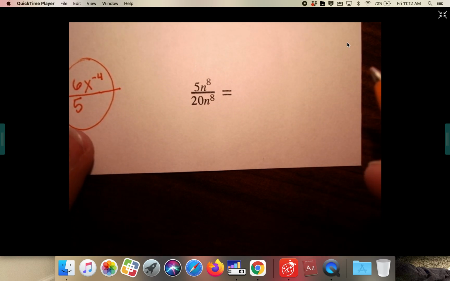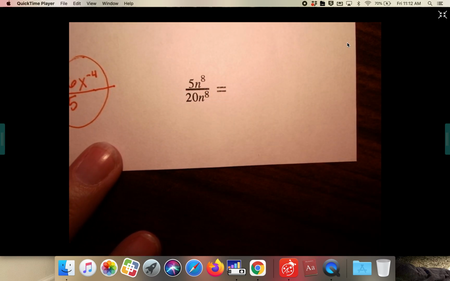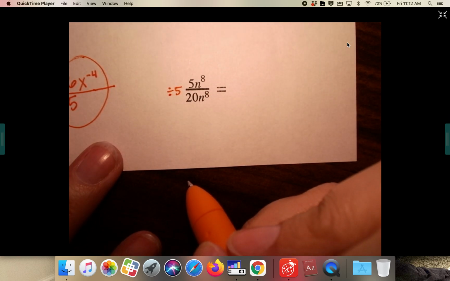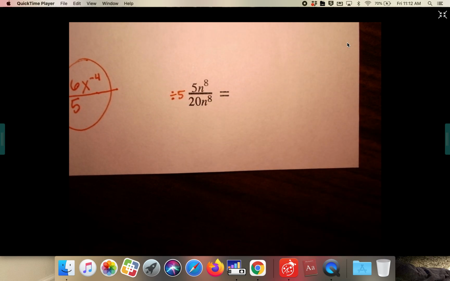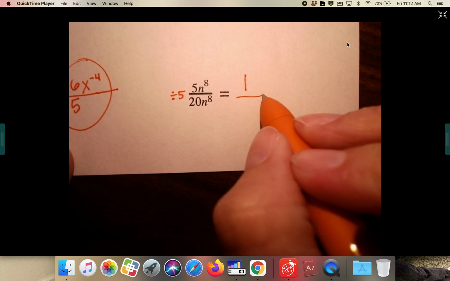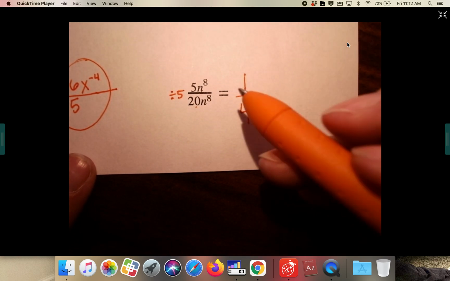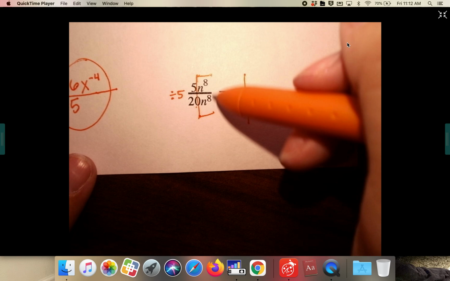Well, it's not numbered. It's the last one. 5/20 does not divide, but it does simplify. They can both divide evenly by 5. So 5 divided by 5 is going to just be 1. 20 divided by 5 is 4. And now let's look at our n's.